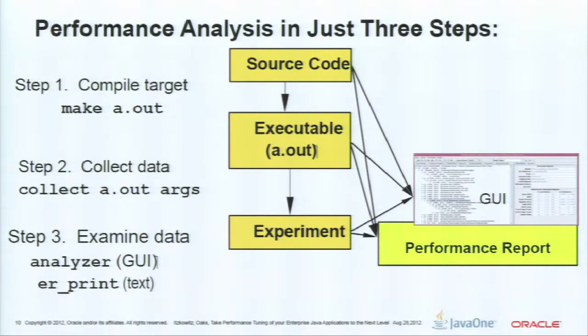Basically, the tools run in 3 simple steps. The first step, build your target. I use make a.out to do it. The second step is to collect the data, and that's very easy. Instead of running a.out with its arguments, you run collect a.out with its arguments. There are lots of flags you can put between the collect and the a.out to specify different kinds of data, but that command will work and collect what we call a default experiment. The third step is to look at the data, and you can do that either in a GUI or in text from a command called er_print.